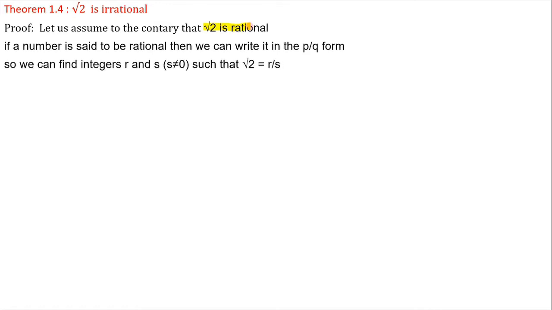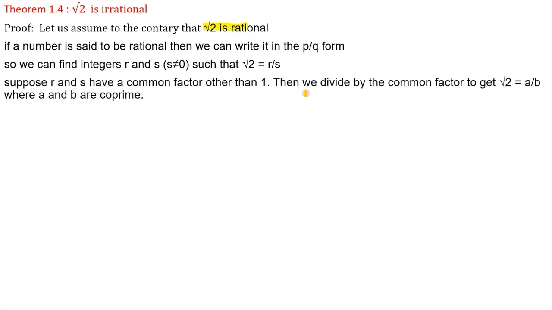Now, if there are any common factors other than 1 for r and s, we have to divide r and s by those common factors, so that we get root 2 is equal to a by b, where a and b are co-primes. That is, there is no common factor other than 1. Now, from this equation, root 2 is equal to a by b, a is equal to root 2 into b.